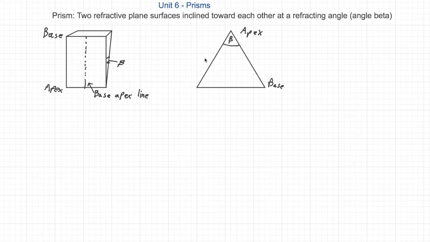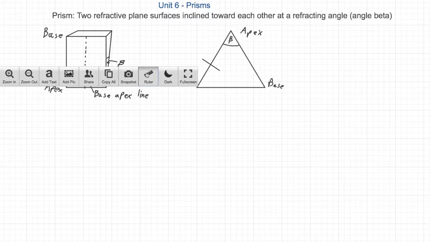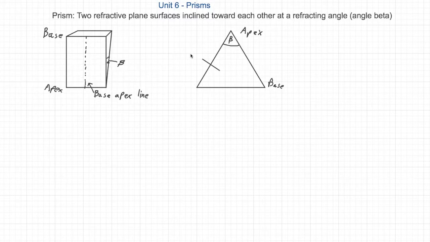Now, let's send a light ray into the prism on the right. We'll construct our normal. The ray of light will pass from a material of lower index, air, into the higher index material of the prism, and it will be bent toward the normal.